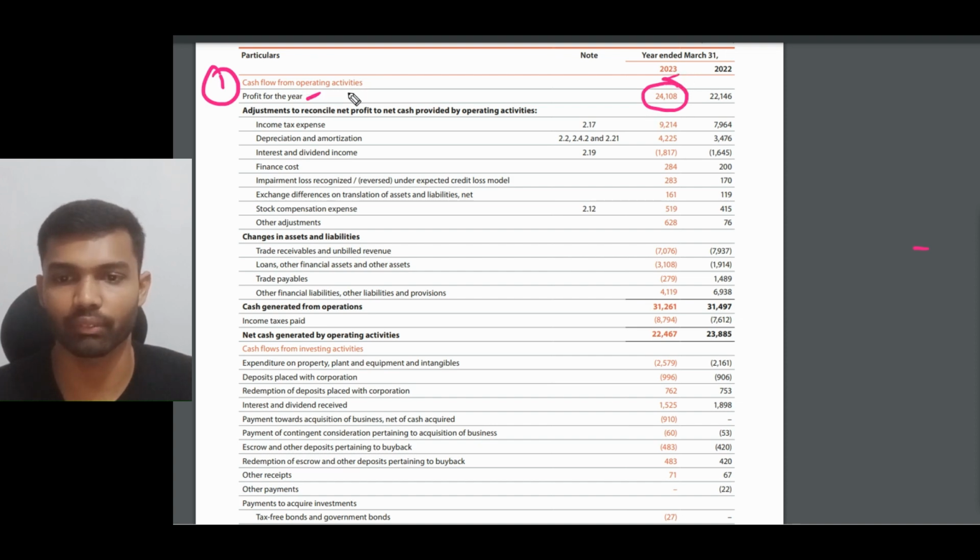At first, in the operating activities, in the particulars they have given the income tax expense and the amount they have spent for depreciation and amortization. And if you see here, the net cash generated by the operating activities is 22,467 crores. This much amount the company spends for their operational activities.